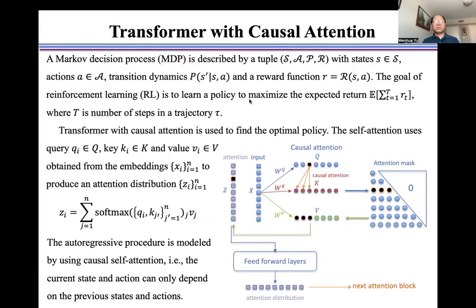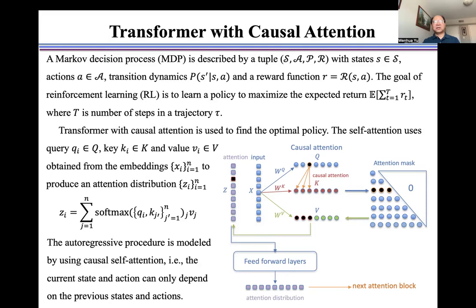A Markov decision process is described by a tuple with the states sampled from S, actions sampled from A, transition dynamics P, and a reward function R. The goal of reinforcement learning is to learn a policy to maximize the expected return E, where T is the number of steps in a trajectory tau.